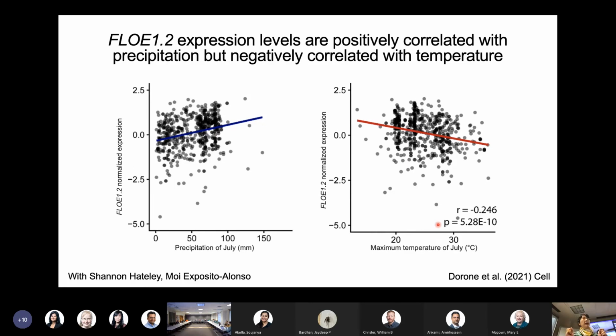So it seems like flow 1.1, the longer version, is associated with dormancy or preventing germination in nature, and flow 1.2 is associated with promoting germination. So they may be, and I already told you, they interact physically. And so it might be that they're working together to modulate germination in nature based on the environmental conditions.